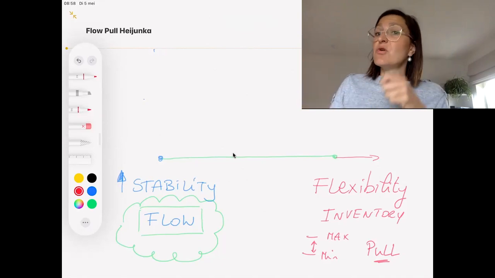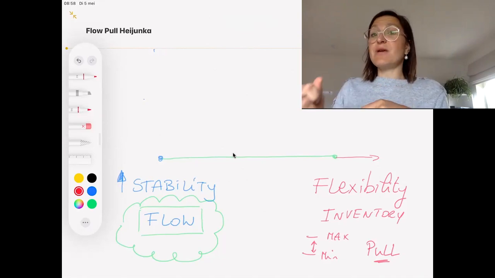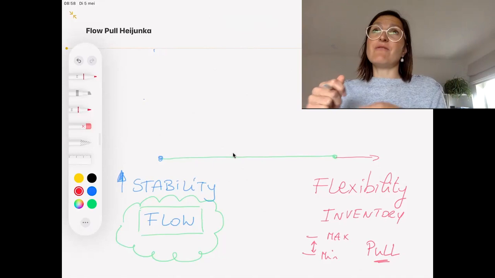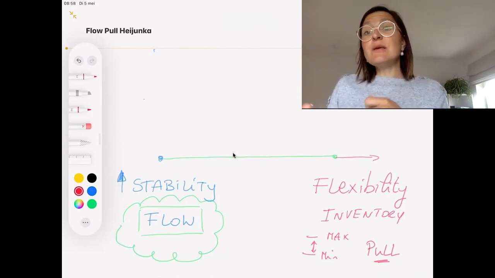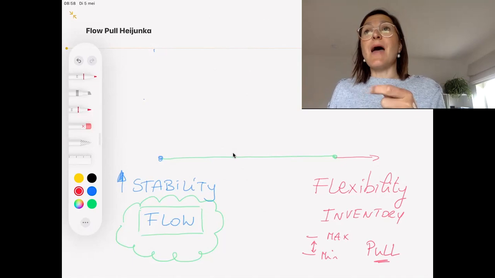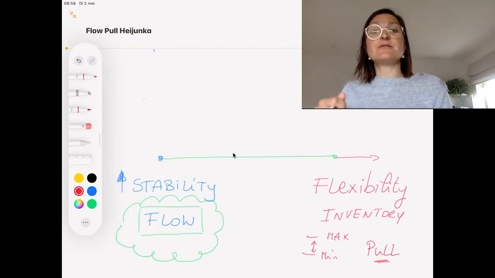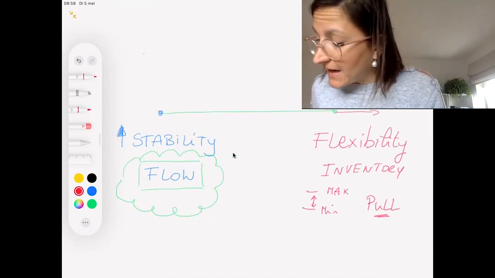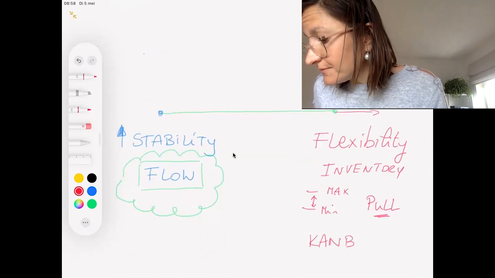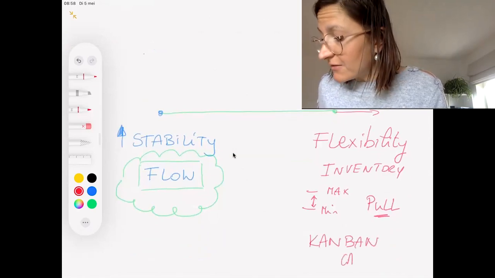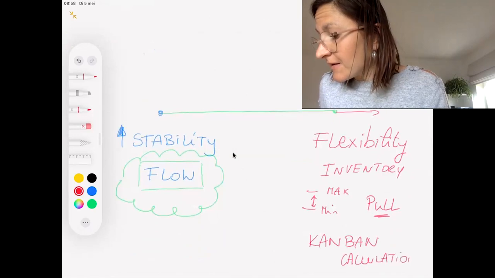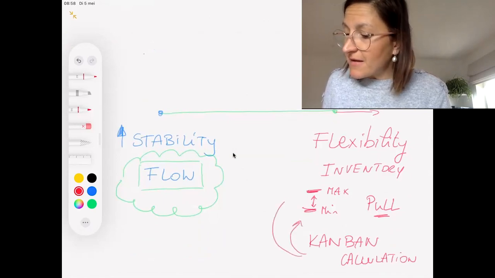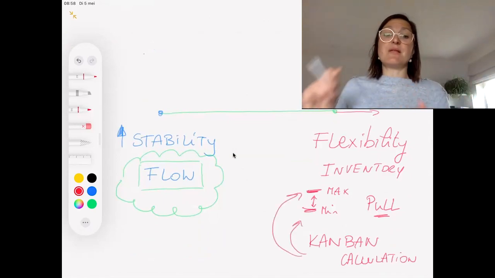Now, the same thing happens with your washings. So you might have 3 dirty shirts and then need to start a washing cycle, or you might decide that you want to do it if you have a minimum of 1. So it all depends on how fast you can replenish. So you need to take those things into account. And what this is actually called is a Kanban calculation that you can use to discover exactly the amounts of minimum and maximum that you need to have.